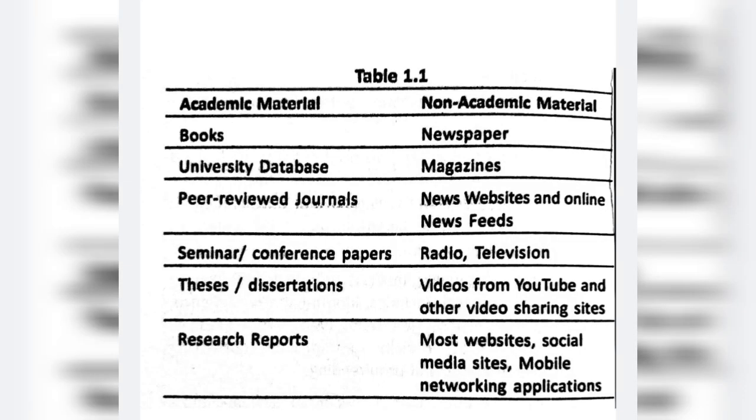There's a table given here and it differentiates academic material and non-academic material. So, academic material includes books, university database, peer-reviewed journals, seminar, conference papers, thesis, dissertations, research reports. Books, you know what it is? Database, a collection of information is called database. So ഒരു യൂണിവേഴ്സിറ്റിയിൽ available ആയിട്ടുള്ള collection of information ആണ് university database.